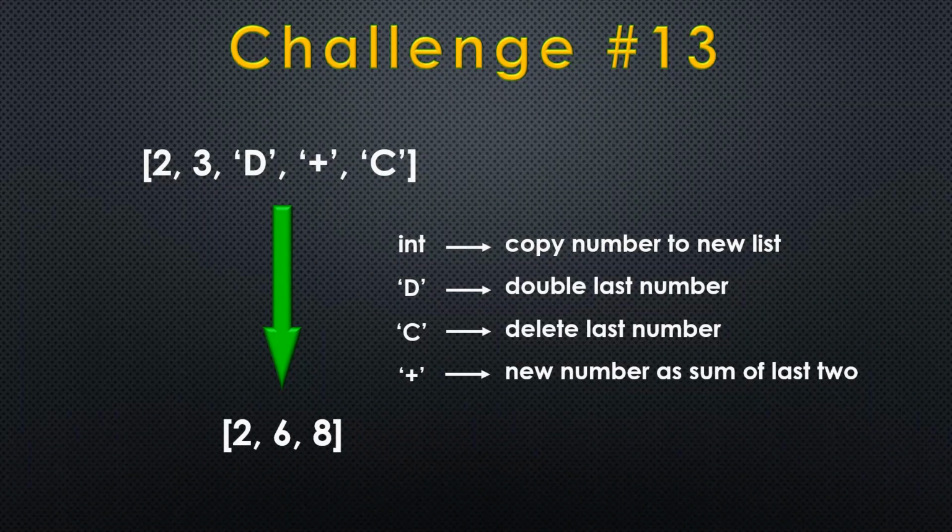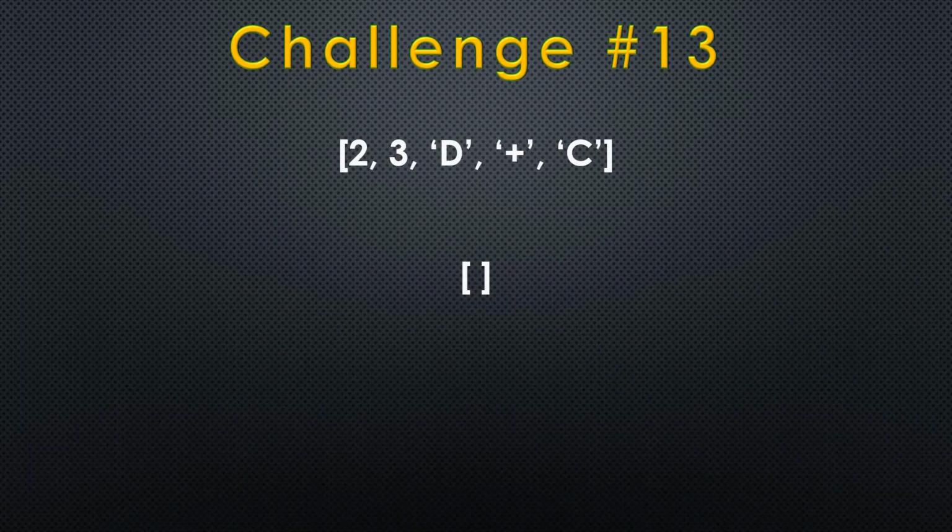So, just to make things clear, let's use this example. In this case, we can take the first digit and copy it to our new list. Then we do the same with the second digit. Now we double the last value according to the letter D. Then, since there is a plus sign, we create a new value equal to the sum of the previous two. In this case, we have 2 plus 6 equals 8. Finally, we can cancel the last digit according to the character C.